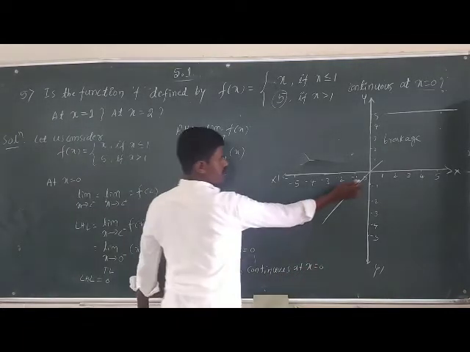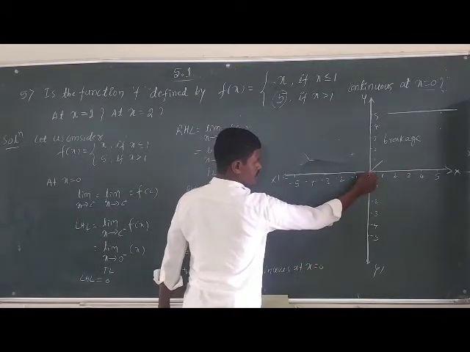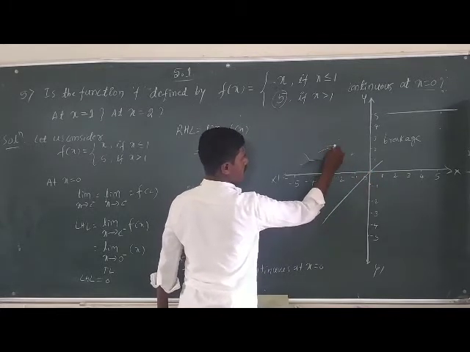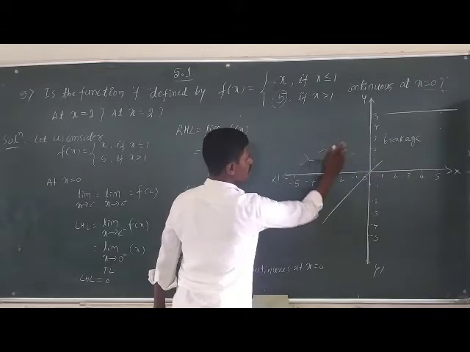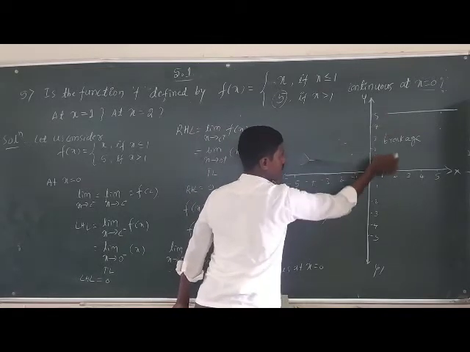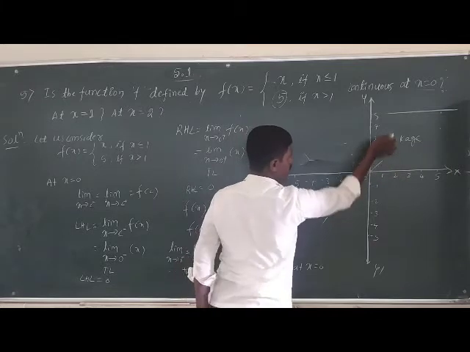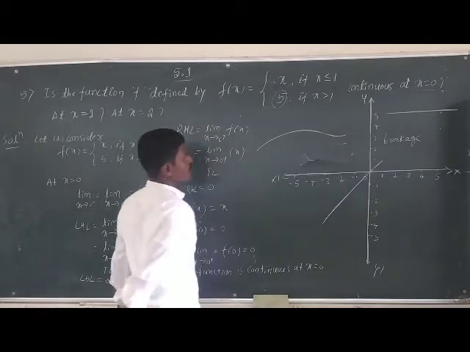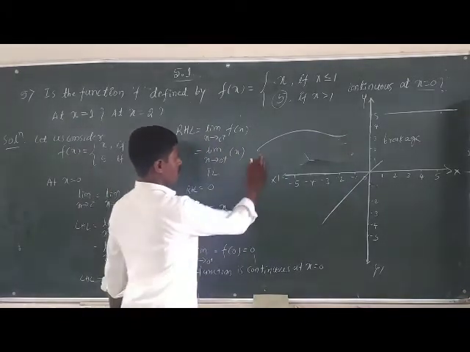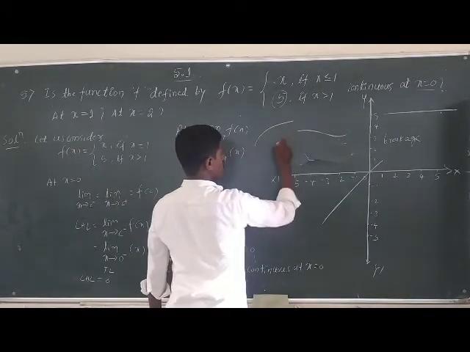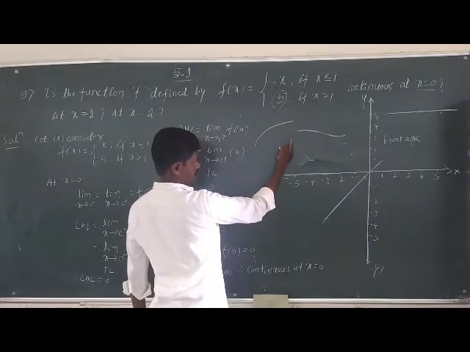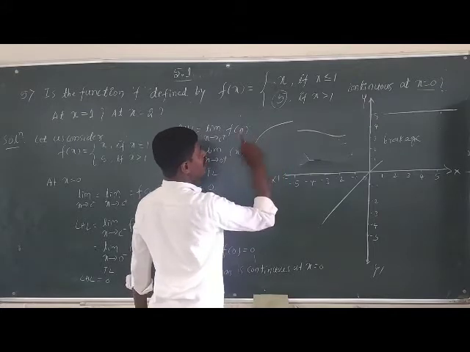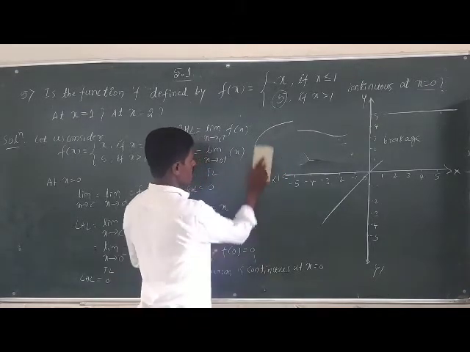See here, the function at x equals 0. Is there any breakage here? No. Is there any hole here? No, there is no hole. If there were a breakage like this, it would be discontinuous, with a break here. A continuous function means we can draw the graph without lifting the pen or pencil. If we can't draw the graph in one stroke, it is impossible, and such graphs are called discontinuous graphs.